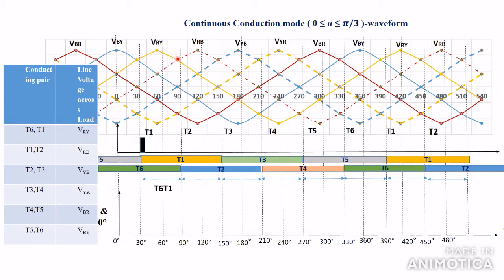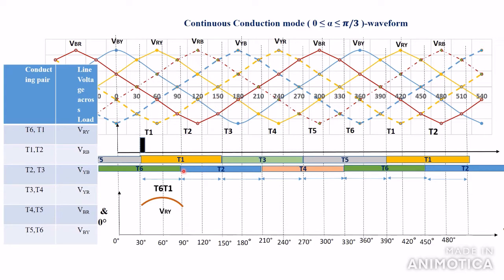If you see here, this yellow color waveform is the VRY voltage. So this portion of the voltage we have to draw across the load. This particular portion will appear across the load, so load voltage V0 will be VRY. Here we have considered resistive load, so V0 and I0 are in phase with each other. So the I0 waveform is also similar to this waveform, though the magnitude will be different.